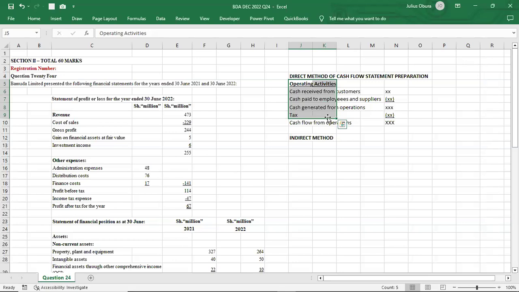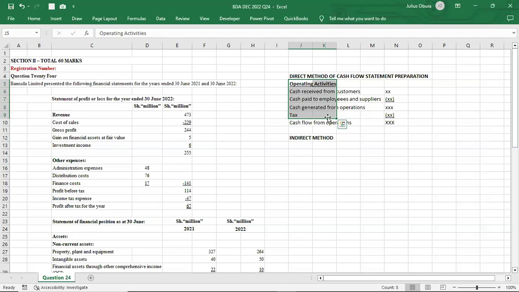So in the cash from operations, we look at, well, what are the activities that are involved in the day-to-day business of the organization? Those day-to-day income generating activities within the business. That is what we look at when we are looking at cash from operations.